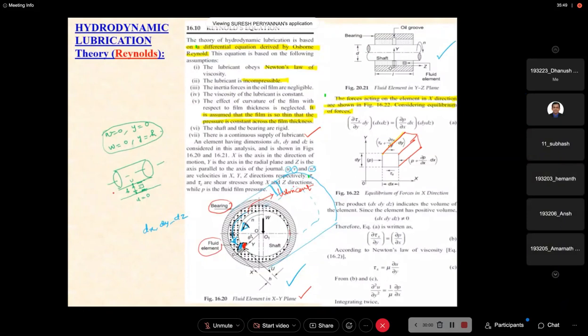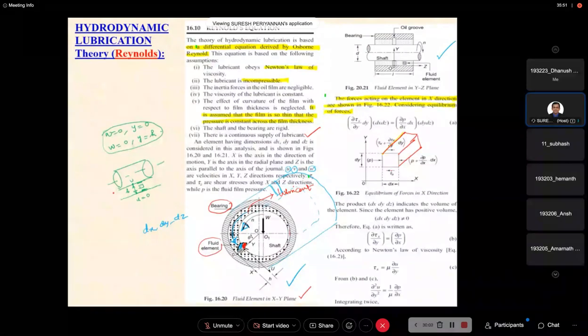This is my element, the fluid element. This is dy, this is dx, this is dz. Now, see here, this hidden region is going to be subjected to normal pressure due to this fluid. Normal bearing pressure P. On the right hand side, P plus dou P by dou x into dx.